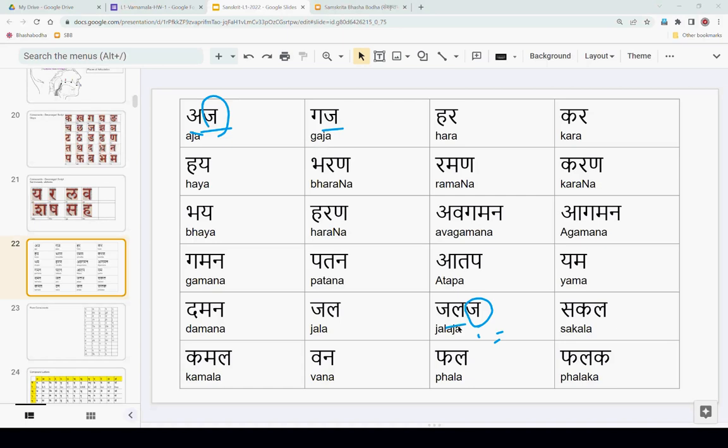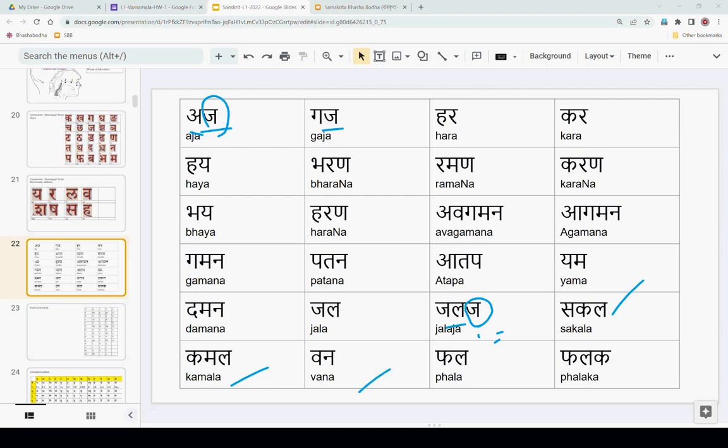Not a specific thing. So jalaja can be used for what? What can be born in the water? Fish, yeah, any kind of fish. Crocodile, is it born in the water? No. And even the water-borne flowers. Especially this is commonly used for lotus. Jalaja. Sakala, in all, everything. Kamala. Lotus.